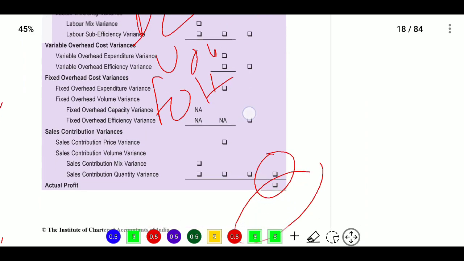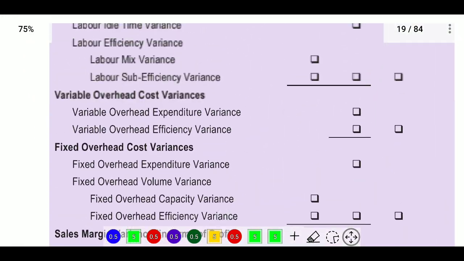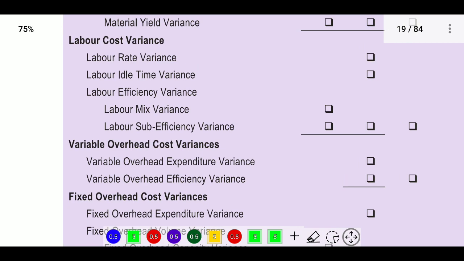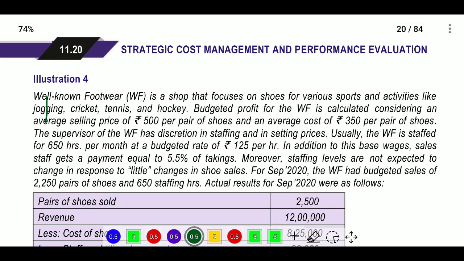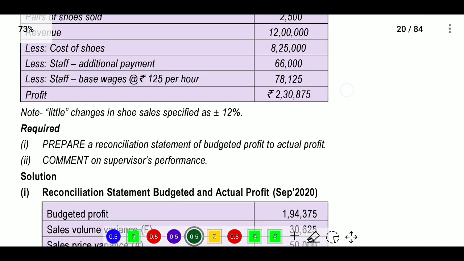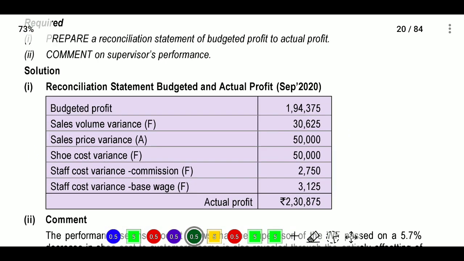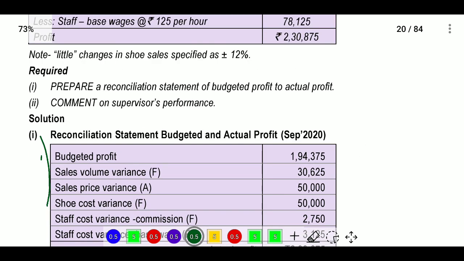Next is the same statement, and we will see direct labor, direct material, variable overheads, fixed overheads and sales variance. We will get the profit. When we see a problem, we will get clarity, so we will see one problem. Illustration number 4: they provided some information, and relating to this information we are required to provide the reconciliation. First we will see what is required, and from that we will get the answers.